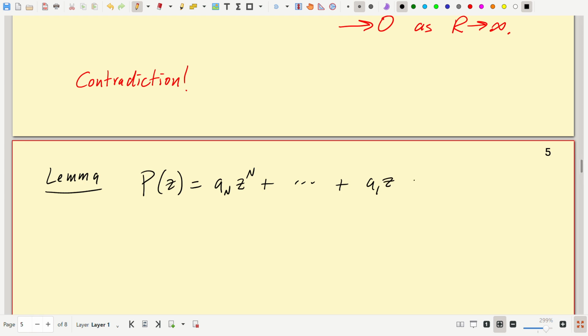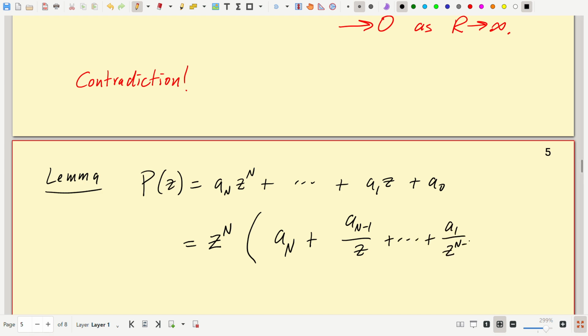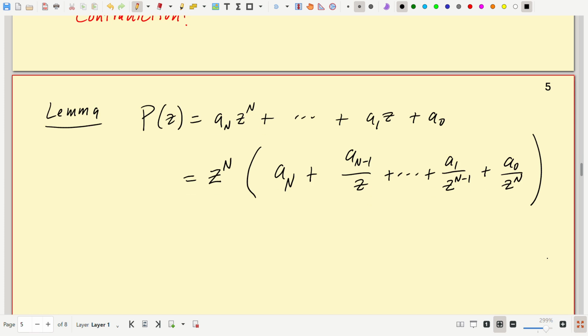Okay, a1z plus a0. I can factor out the z to the n. So I get z to the n times a_n plus a_(n-1) over z plus a_1 over z to the n minus 1 plus a_0 over z to the n. These all tend to 0 as z gets gigantic.